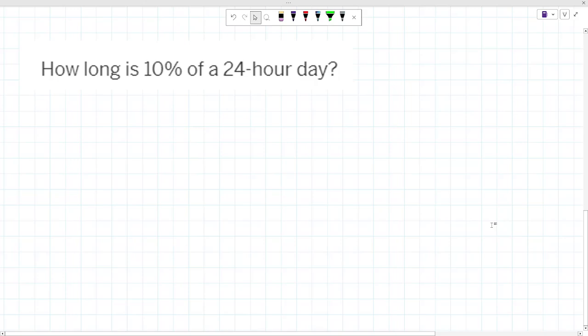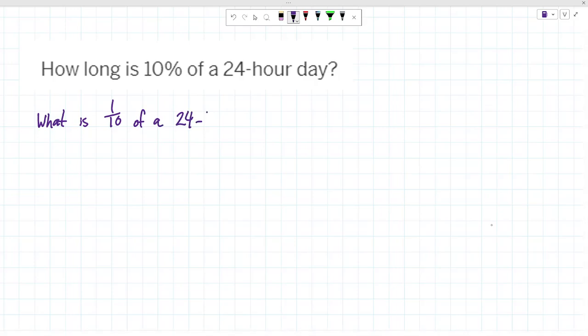So next, how long is 10% of a 24-hour day? So what is 1/10 of a 24-hour day? This is like finding 24 divided by 10. And what's that going to be? What's 24 divided by 10? That's 2.4. So 10% of a 24-hour day is going to be 2.4 hours.